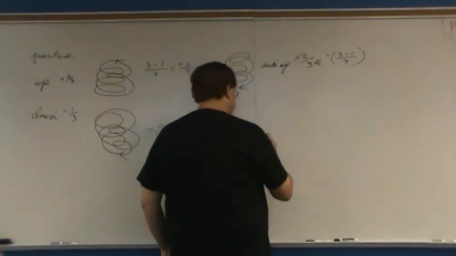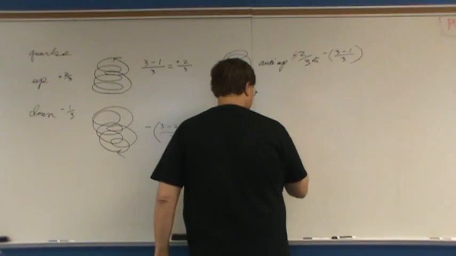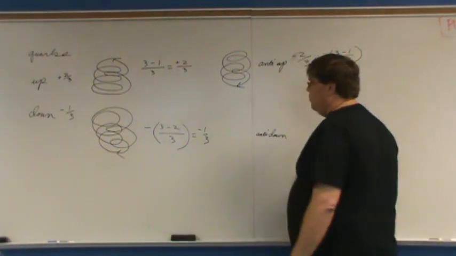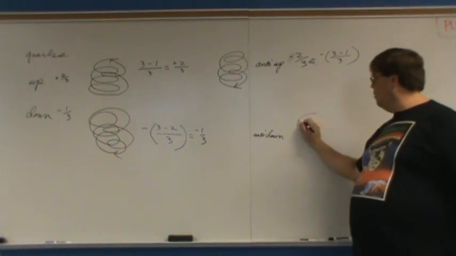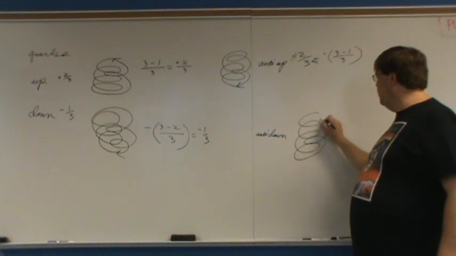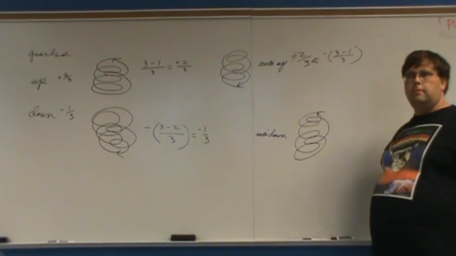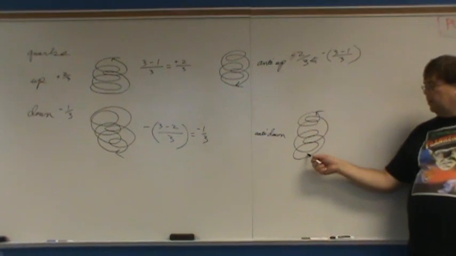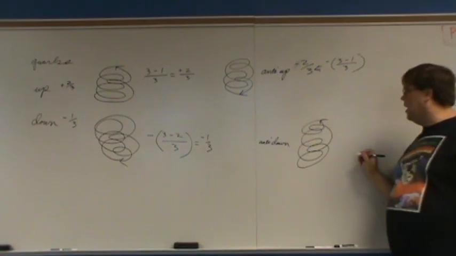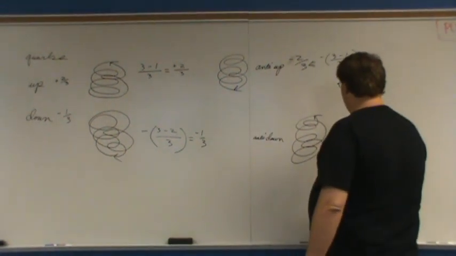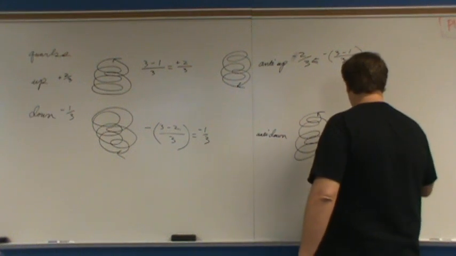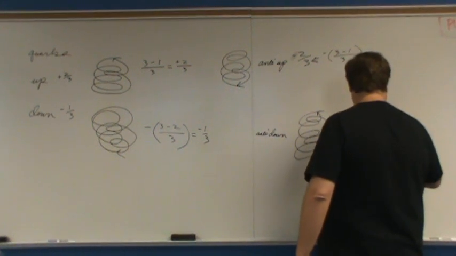Okay, for an anti-down, now we're going to be going the opposite direction. So we're going to go 1, 2, 3, back 1, back 2, up. Okay, so you have 3 outside, 2 inner ones, and then it links back up. And it's the opposite direction for that. So because of that, we go positive 3 minus 2 over 3 equals 1/3 positive.